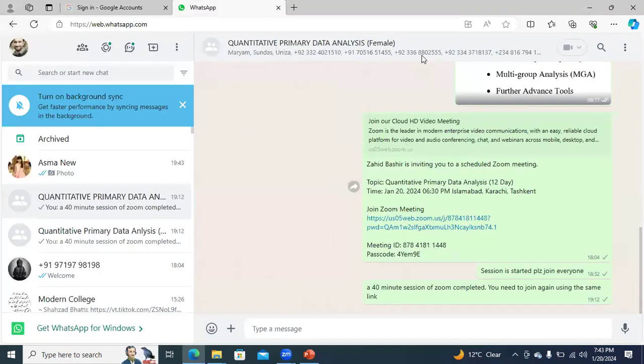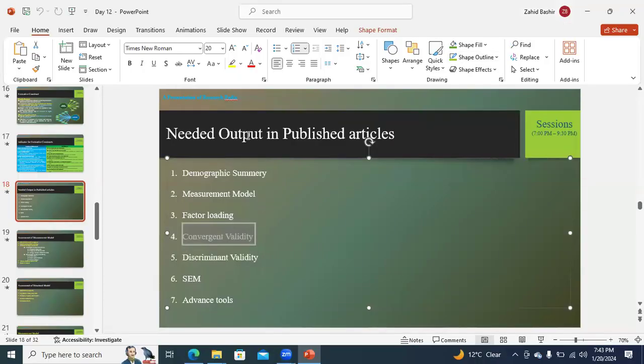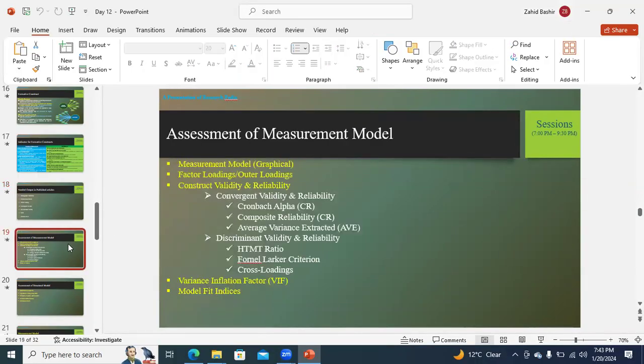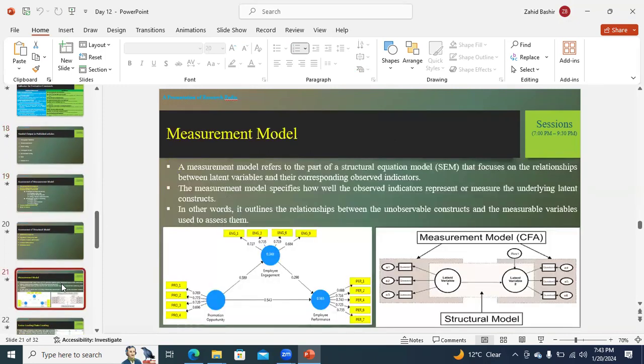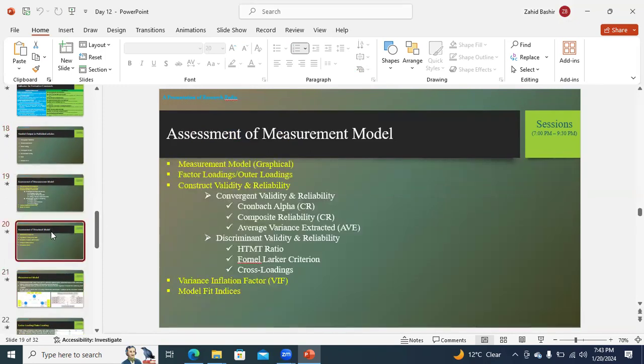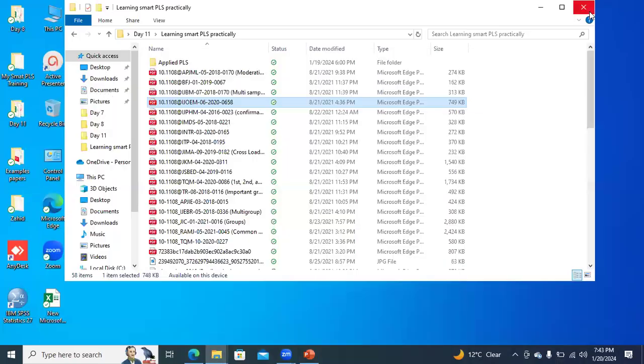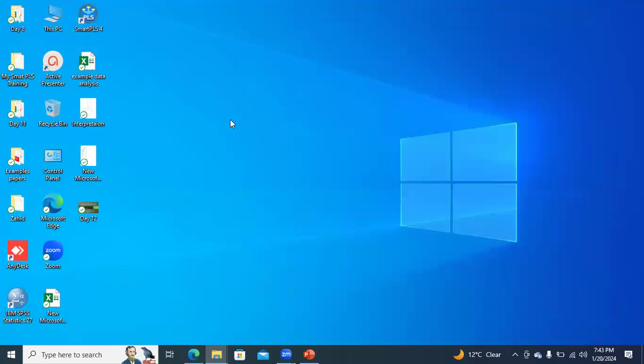So let me start without wasting any time. Let me start Smart PLS. I think you have a basic understanding of different concepts. So how do we analyze, how do we assess our models? I have created some basic criteria, but before explaining all of these, I will let you know how to analyze a data set using this procedure.